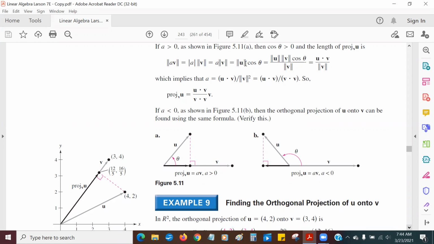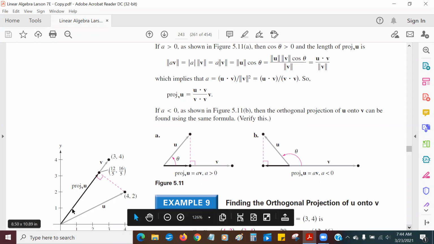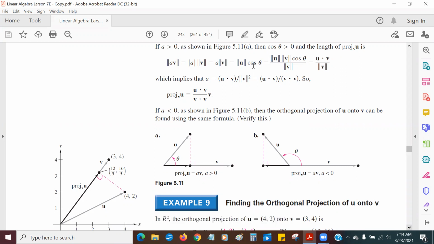In fact, if I divide by the absolute value of U, I would get the adjacent divided by the hypotenuse is equal to the cosine of the angle. And we're talking about this angle right there, this little theta right there. Alrighty. Anyways, moving right on.